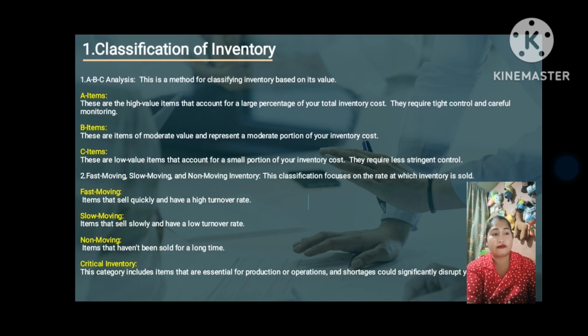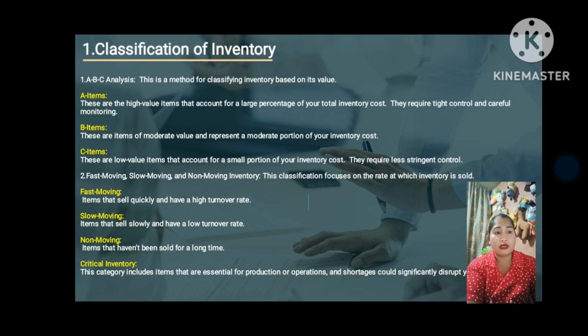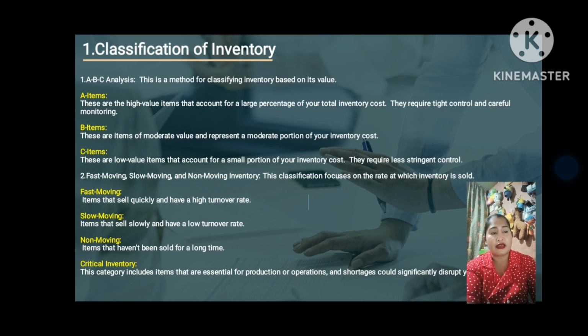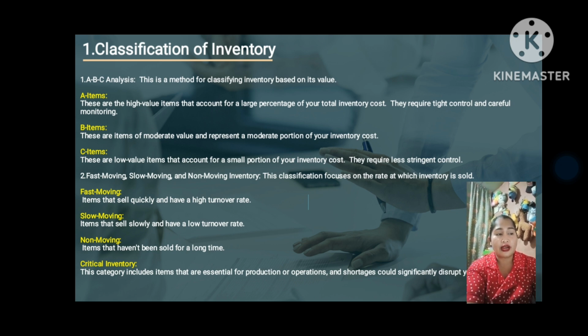Proceed to the classification of inventory. We have the ABC analysis and the fast-moving, slow-moving, and non-moving inventory. So the ABC analysis is the method for classifying inventory based on value. So we have A items. For the A items, these are the high value items that account for a large percentage of the total inventory cost. They require tight control and careful monitoring.